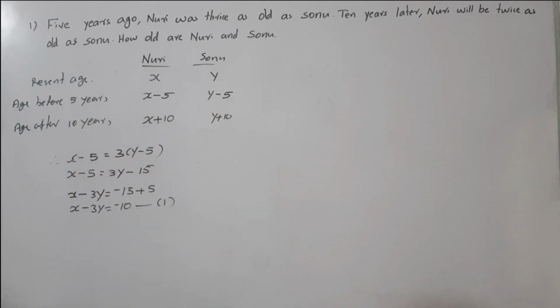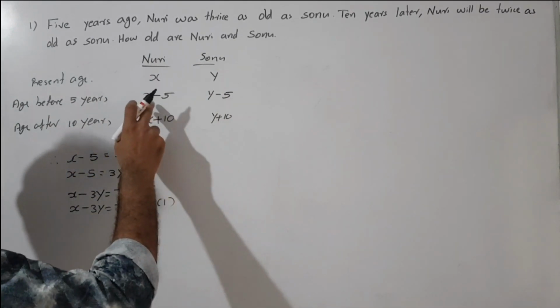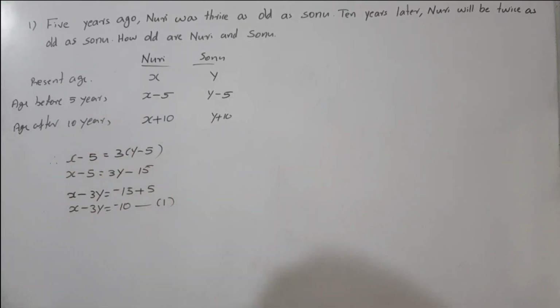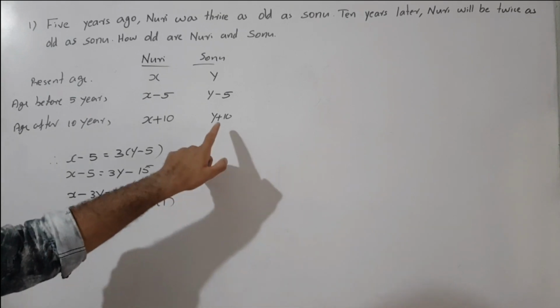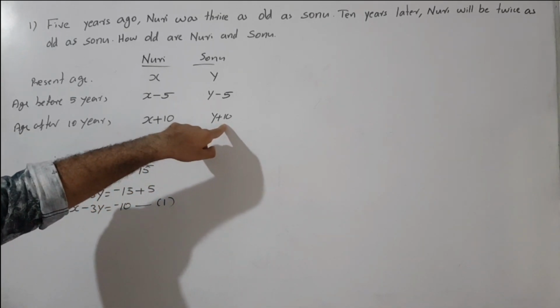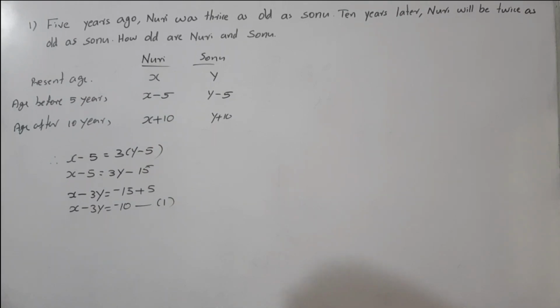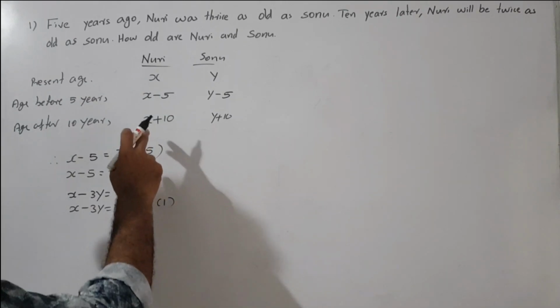The question says that x plus 10 is twice y plus 10. So x plus 10 will be twice Sonu's age at that time. So x plus 10 is double y plus 10.